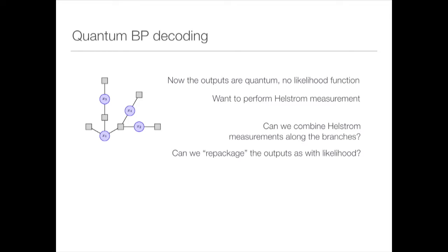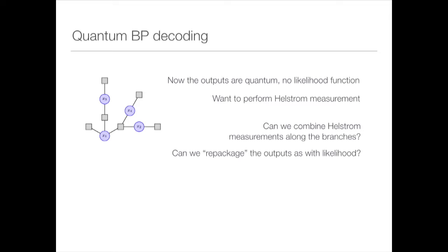Okay, so the question now is, what we did in the classical case was somehow combine the likelihood information so that we could make the decision for the decoding problem. Is there some way to repackage the outputs of the quantum channels at the leaves here, like we did for likelihood? Or another way of thinking about it that's probably better is, well, we want to make the Helstrom measurement that goes with the channel from x1, say, to the leaves. And suppose we know how to do the Helstrom measurement for this node to its leaves, and for this one, and this one. Well, this is just the channel.